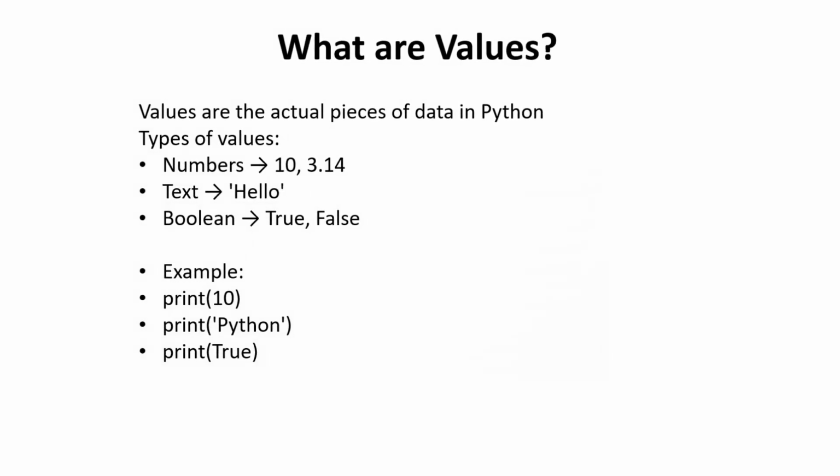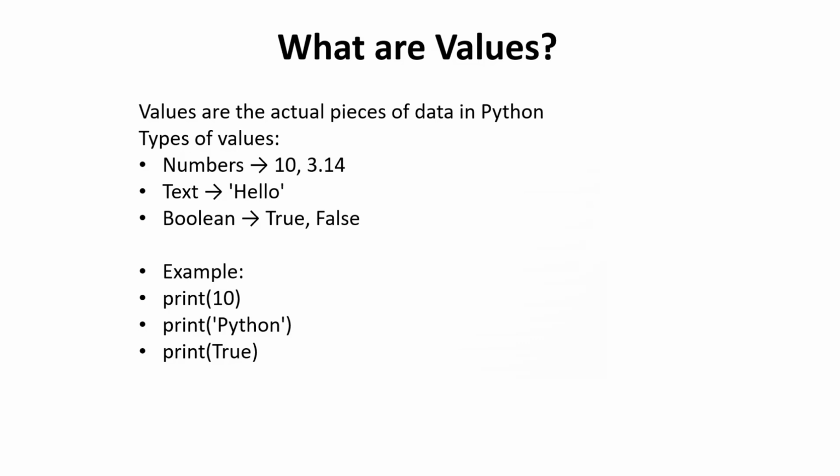Examples of values: numbers like 10, 25, -3, -6. Text, called strings, like double quote Python double quote, or double quote hi, I'm there double quote. Decimal numbers like 3.14 and 0.5. This is all about values in the Python programming language.